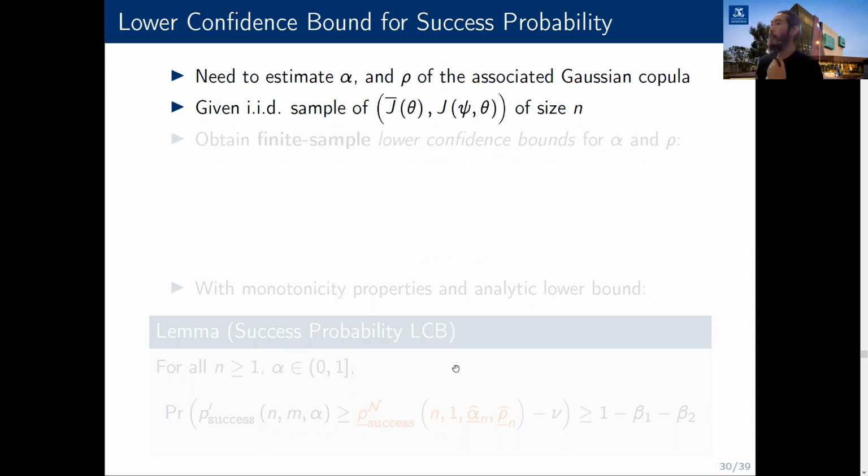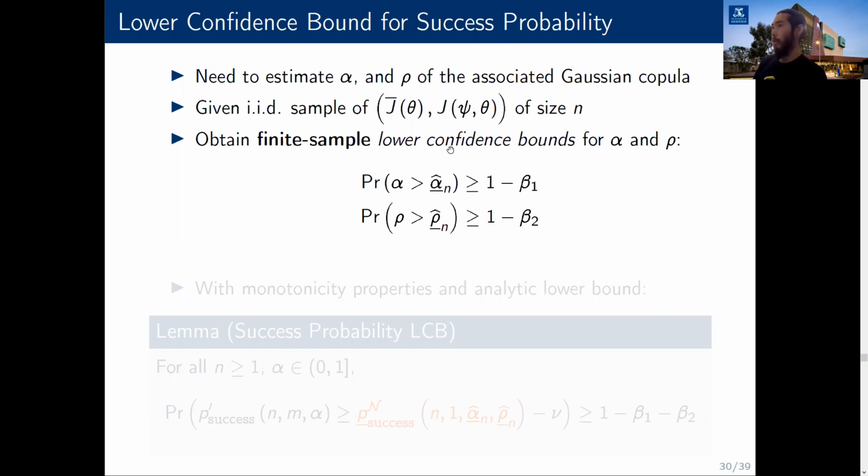We can't apply that straight away because we're not given the distribution of this, but we can draw samples. So we're going to need to estimate the value of alpha and also the value of rho of the associated Gaussian copula. If we've drawn an IID sample of size n from this distribution, then we can come up with some finite sample lower confidence bounds for alpha and rho. This can be derived using some concentration inequalities, mainly the Hoeffding inequality.